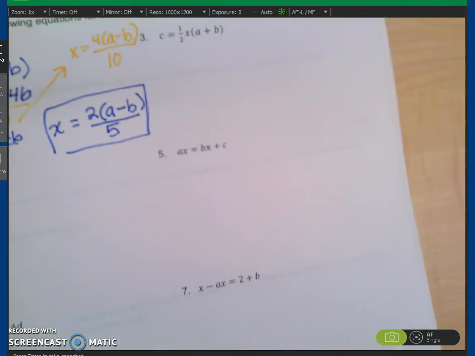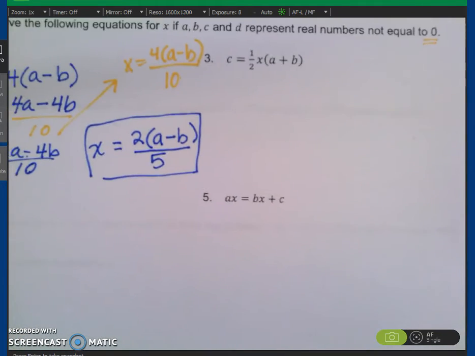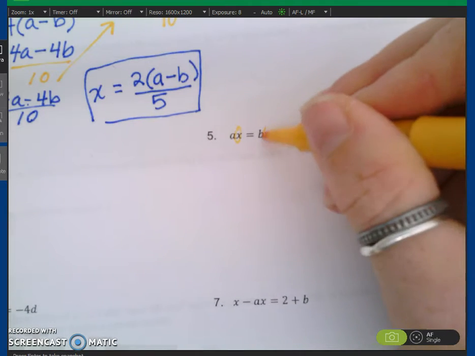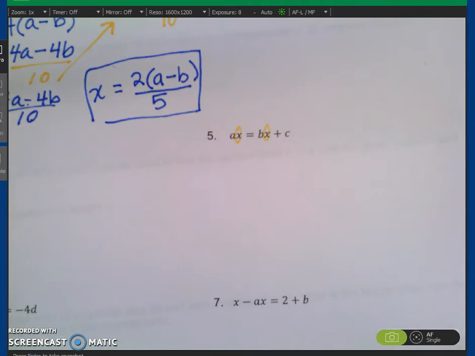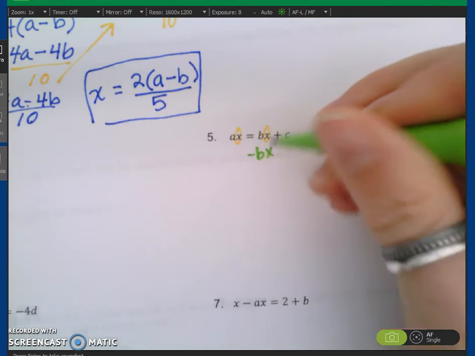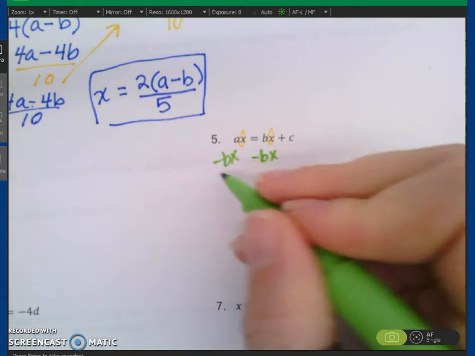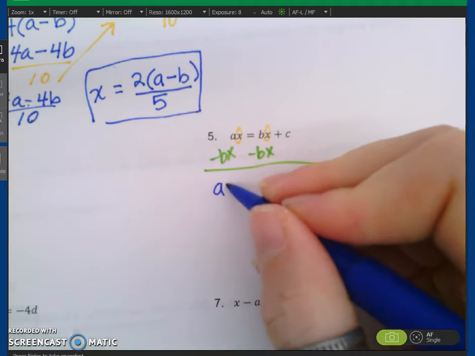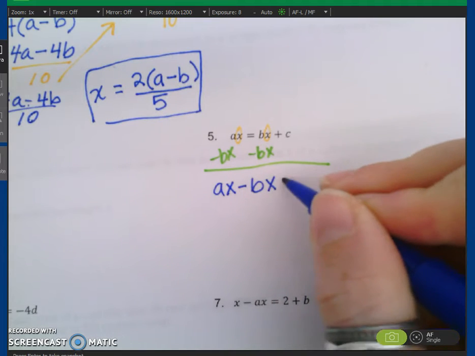Let's take a look at number 5. When I'm looking at number 5, I remember that I need to be solving for x. When I'm solving for x, I notice I have x's on both sides of my equation, and I need to get them on the same side. It doesn't really matter which side I bring them to, but I think it's going to be most efficient to bring the bx over to the ax. So I'm going to subtract bx from both sides. And when I do that, I end up with ax minus bx equals c.